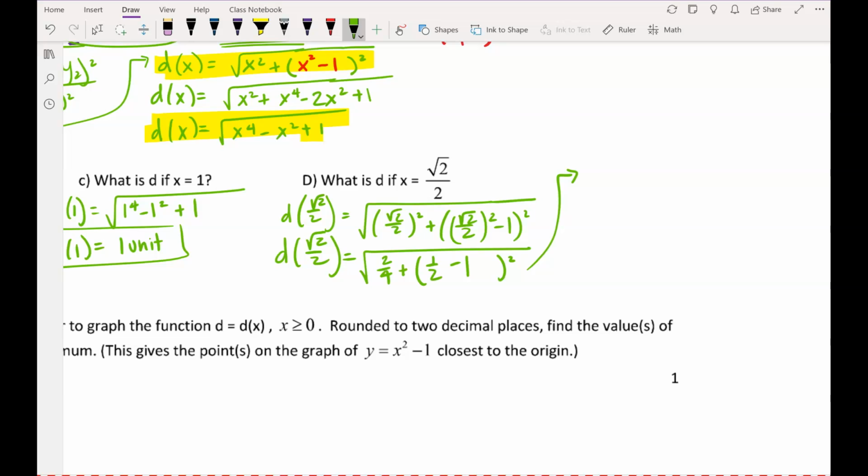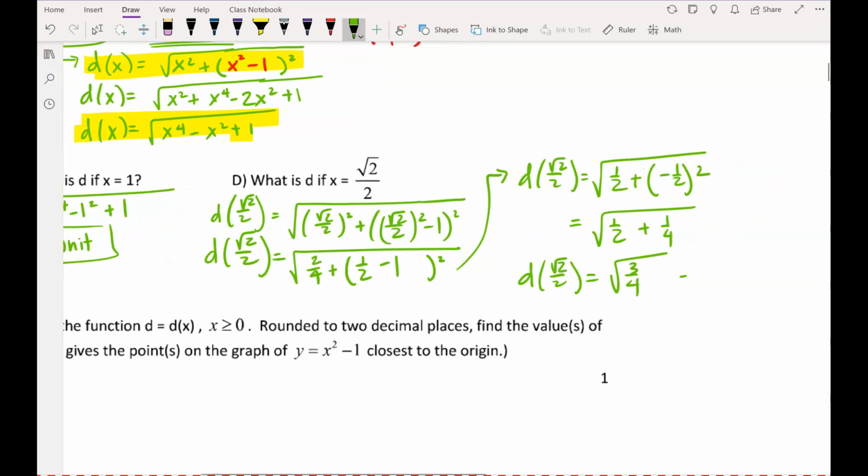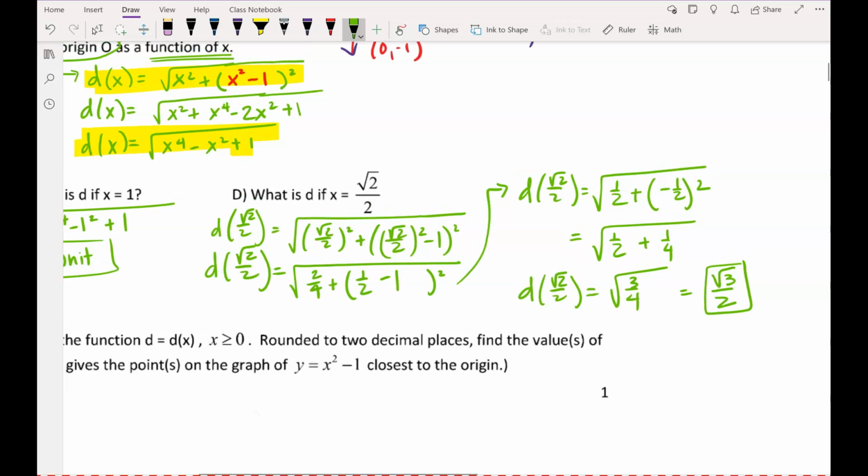Let's do some basic math over here. d of radical 2 over 2 equals radical, this is 1/2, and 1/2 minus 1 quantity square. As you know already, 1/2 minus 1 is negative 1/2, just like that squared. And that will give us 1/2 here, and then plus 1/4. So d of radical 2 over 2 equals square root of 3/4. Yes, you do have to rationalize this. So that's radical 3 over 2. So the distance when x is radical 2 over 2 is radical 3 over 2.